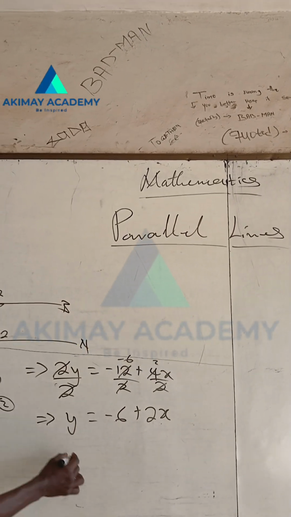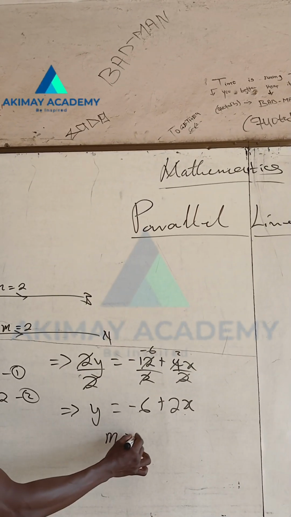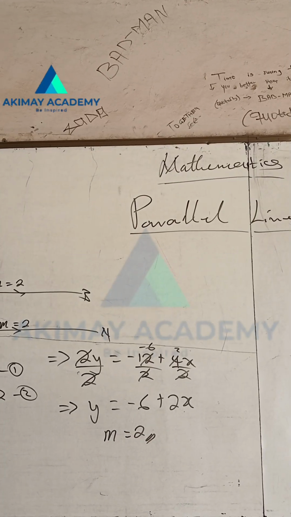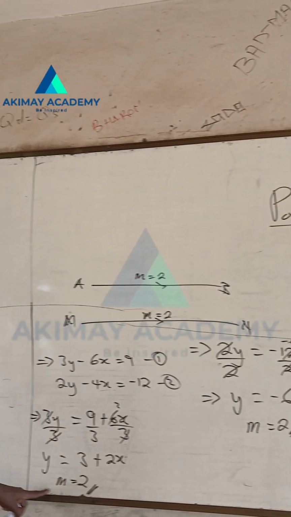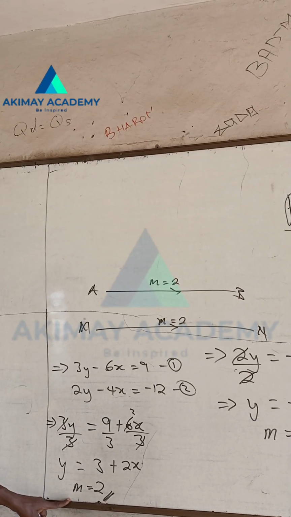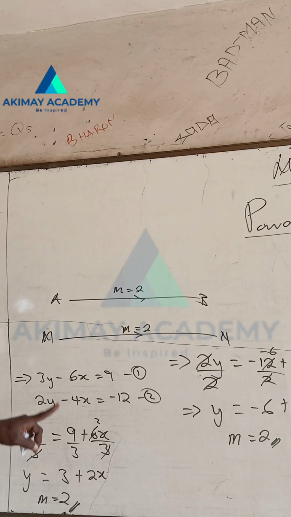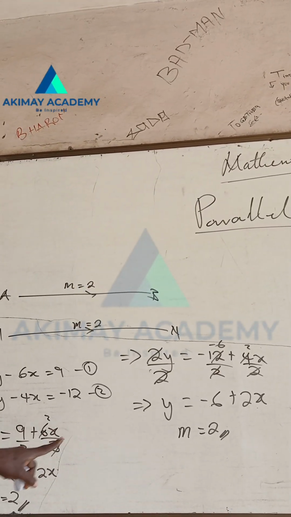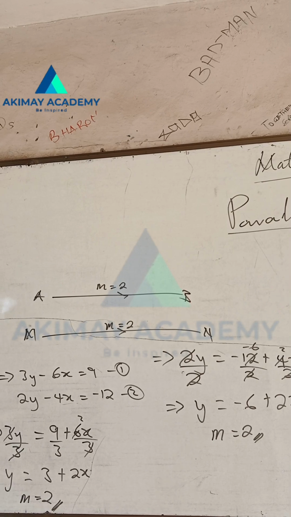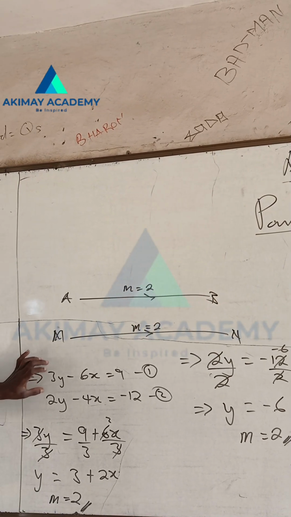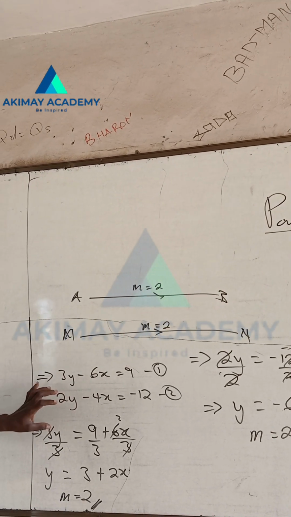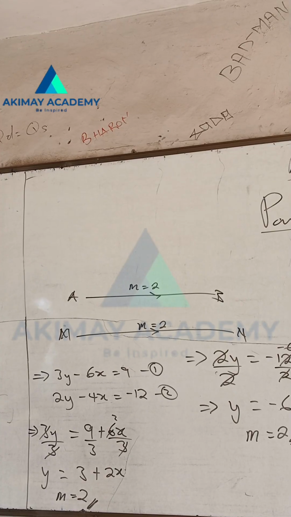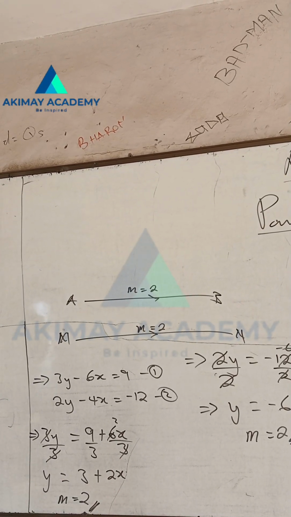And therefore here you can say that our gradient m is equal to 2. Now we can see that gradient 1, which is from our first equation, is 2. And that of gradient 2 from our second equation is also 2. Therefore, we can confidently say that these two lines are parallel. Why? Because their gradients are the same.